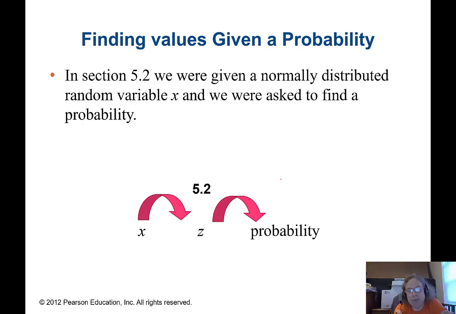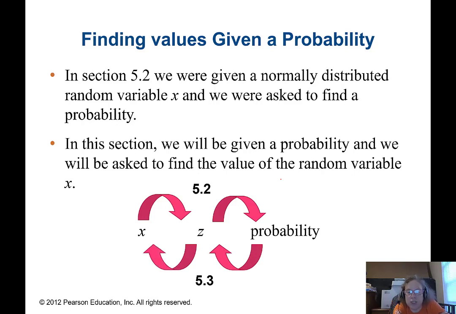So we just finished up chapter 5.2 in our book, so we're moving into 5.3. And in section 5.2, we were given a normally distributed random variable x, and we were asked to find a probability. Now we're going to be going the opposite direction. We're going to be given a probability, and we're going to be asked to find the value of the random variable x that goes with that probability. So we're going to go backwards, and yes, we're going to use our standard normal table, but this time, instead of looking at the first column and the first row to figure out a z value or a z-score, we're going to be looking for a probability in the middle of the table and then tracing our way back out to what that z-score is that goes with that probability.